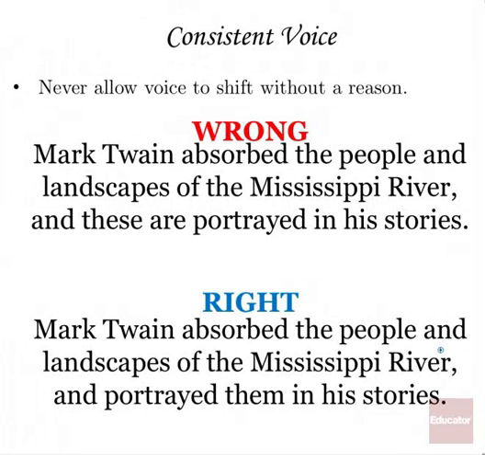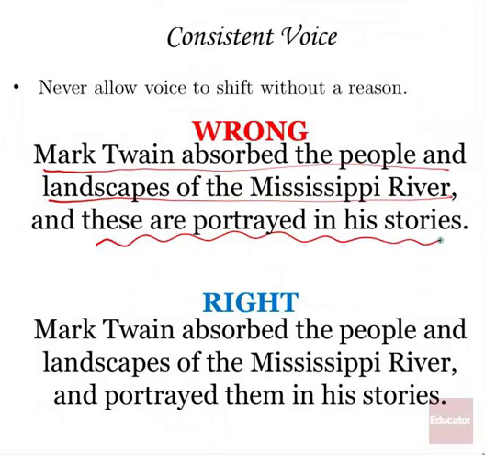Well, the beginning is in the active voice. Mark Twain absorbed the people and landscapes of the Mississippi River. But then we suddenly have the passive voice. These are portrayed in his stories. Well, there's no need to shift into the passive voice because we're talking about a whole bunch of stuff that Mark Twain did. We know who did it. There's no reason not to say. So it is correct to say, Mark Twain absorbed the people and landscapes of the Mississippi River and portrayed them in his stories. It's shorter, it's clearer, and it's more interesting.